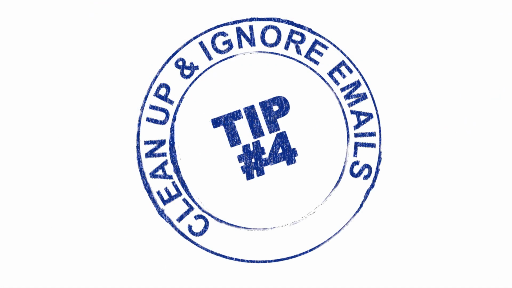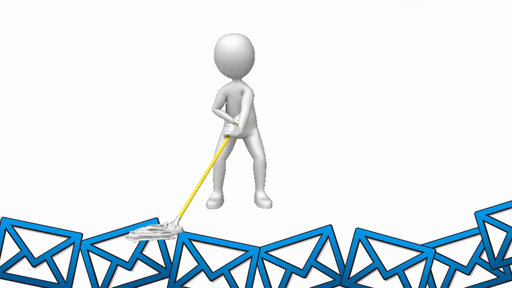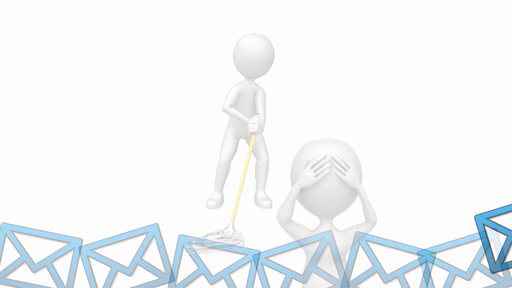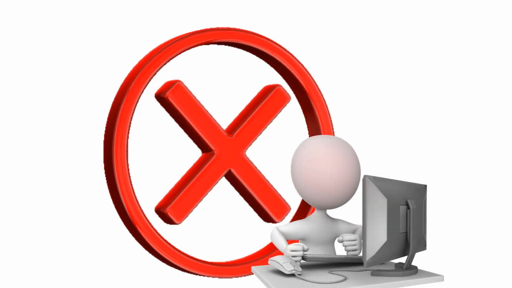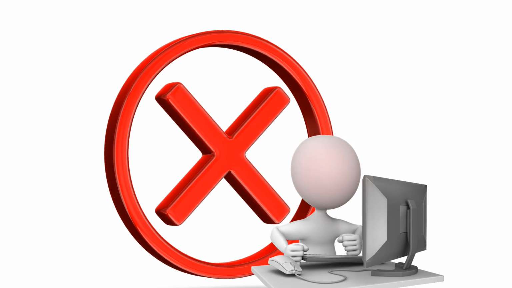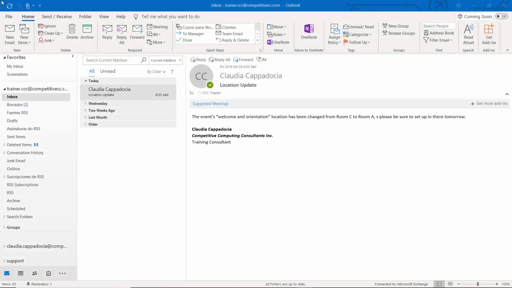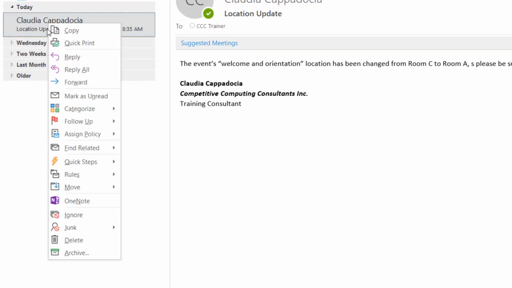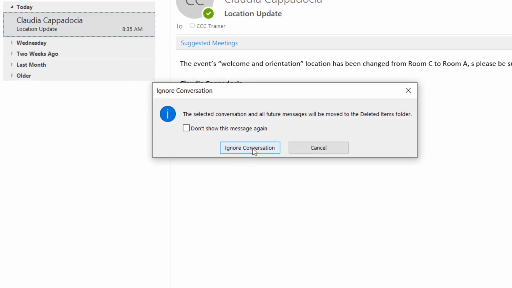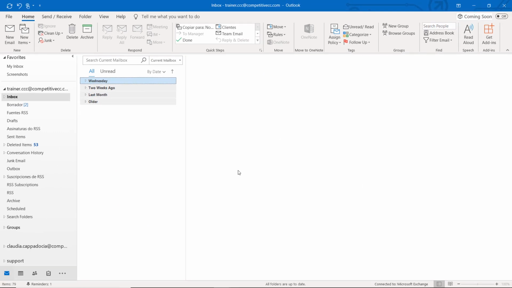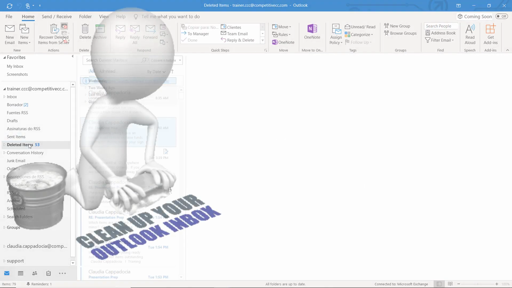Tip number four is going to be a double header tip for you guys, and it is all about cleaning up your inbox quickly. First, let's talk about ignoring emails, but not in a mean way. It can be frustrating when your inbox fills up with emails that just don't require your attention. The ignore feature allows you to silence those unnecessary notifications. Next time one of those emails comes into your inbox, right-click on it and choose ignore. This will send all future emails with the same subject line into your deleted items folder.